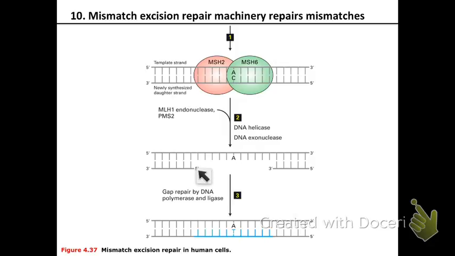So you introduce these cuts, and with the help of a DNA helicase and an exonuclease, you basically remove completely this little fragment. Then the DNA polymerase comes in and fills up this gap, and then the DNA ligase is going to ligate, restoring the original information.